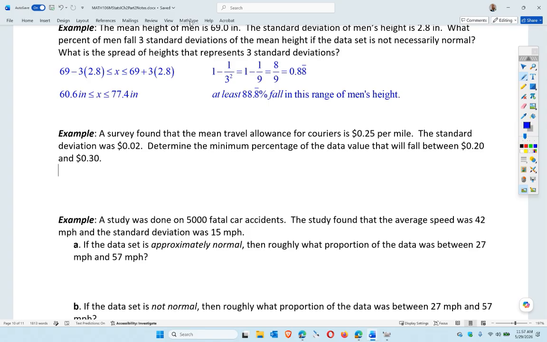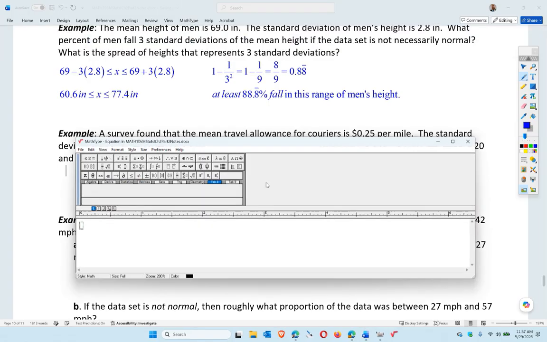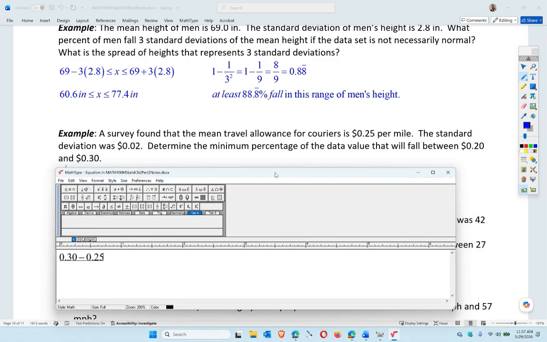Okay, so we don't know if it's normal at all, right? So we want to do 30 cents minus 25 cents, right? Because you can do the other way around too, 20 to 25 or 30 to 25. Either way, that's a deviation of 5 cents. So 30 cents is 5 cents more than the mean, and 20 cents is 5 cents less than the mean. Either way, it's deviating by 5 cents, correct?